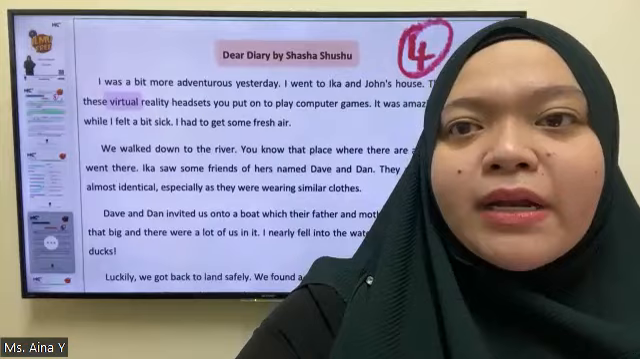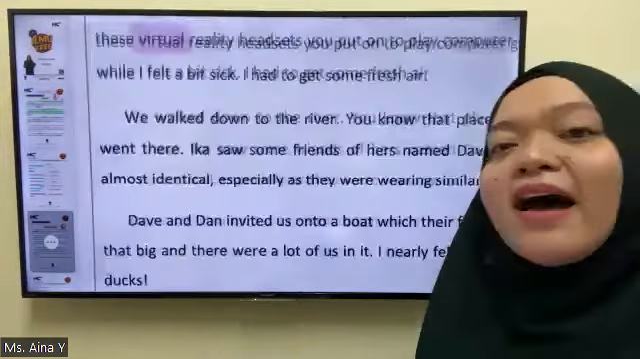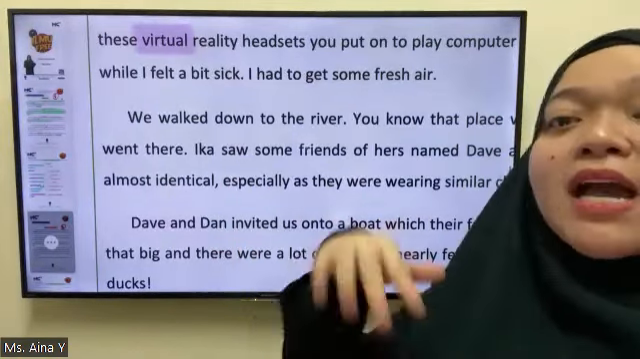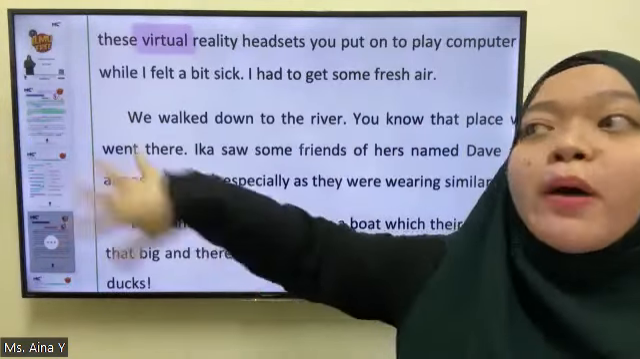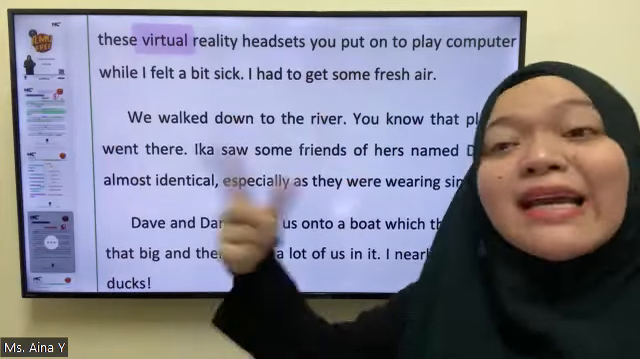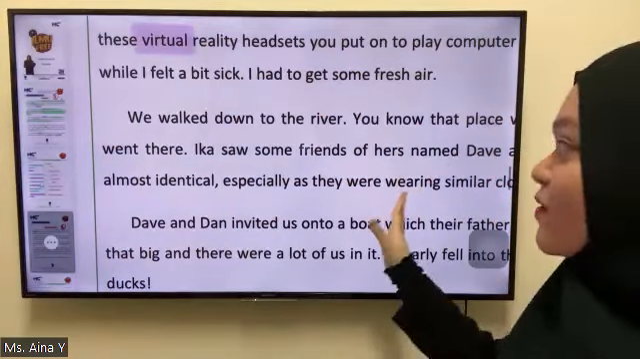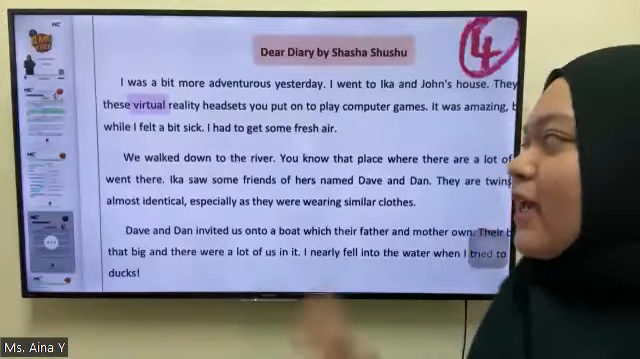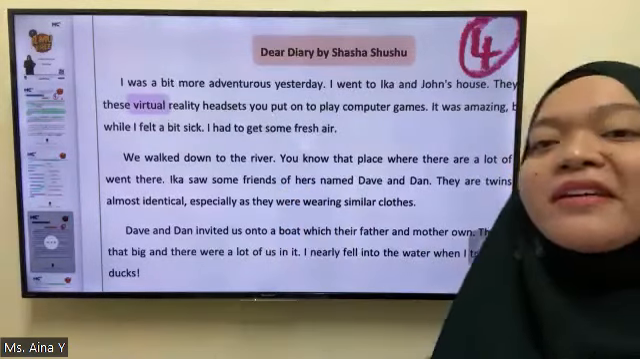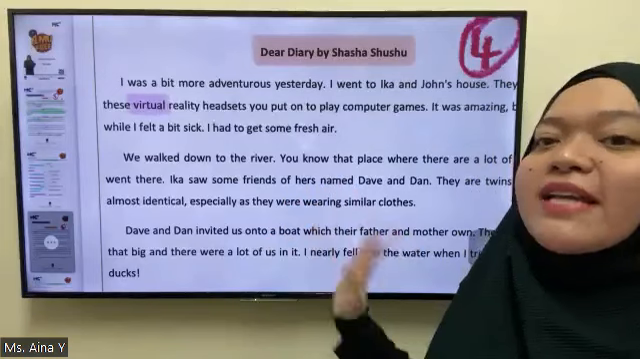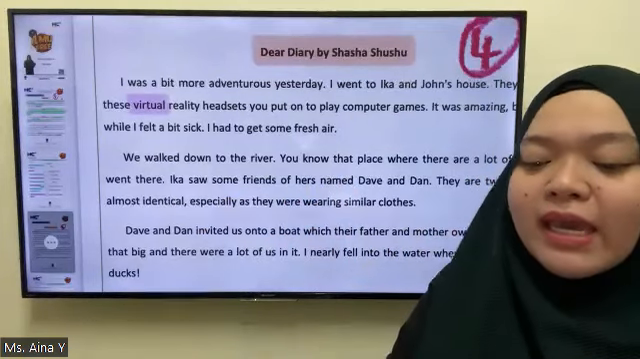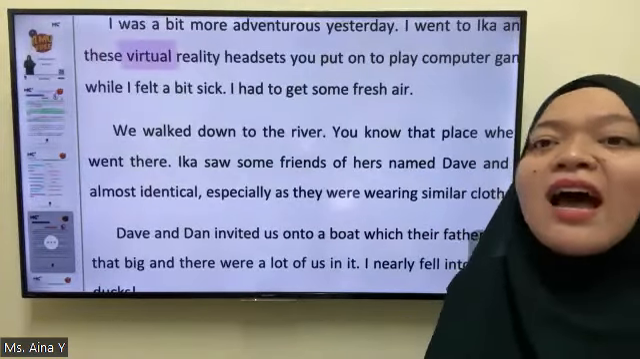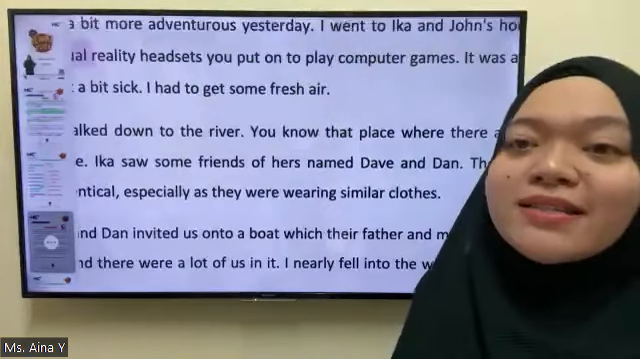All right, one second, let me lower her hand. All right, so in this paragraph, remember, she went out to get some fresh air. Shasha ni keluar untuk ambil angin. Dia pergi dekat mana? Dia pergi dekat kawasan sungai. And then there are a lot of boats there. Banyak boat-boat dekat tepi sungai tu. Dia pergi dekat situ. And then she saw some friends. Dia terjumpa pula kawan-kawan dia. Okay. Ika tu sekali dengan Shasha lah maksudnya. Okay, Ika dengan Shasha tu nampak some friends yang bernama Dave and Dan. So Dave and Dan ni sebenarnya kawan siapa? Kawan Ika lah sebenarnya. Okay. They are twins. Kembar. And look almost identical. Kembar yang hampir seiras. Especially as they were wearing similar clothes.